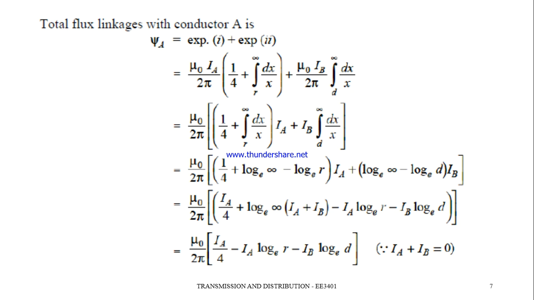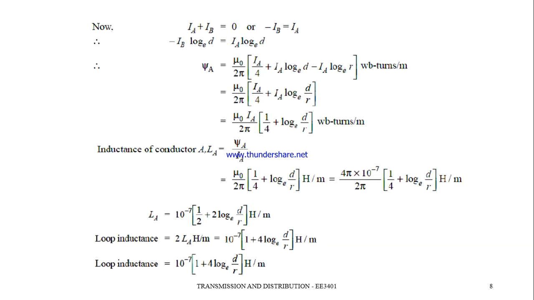We are integrating, and also we know IA plus IB is equal to 0, with which we are substituting the value and finally getting the psi A value, from which the inductance LA is equal to psi A by IA can be calculated. If it is a loop inductance, obviously it is 2 into LA, because we have a go conductor and a return conductor. So this is the case of a single phase transmission line.